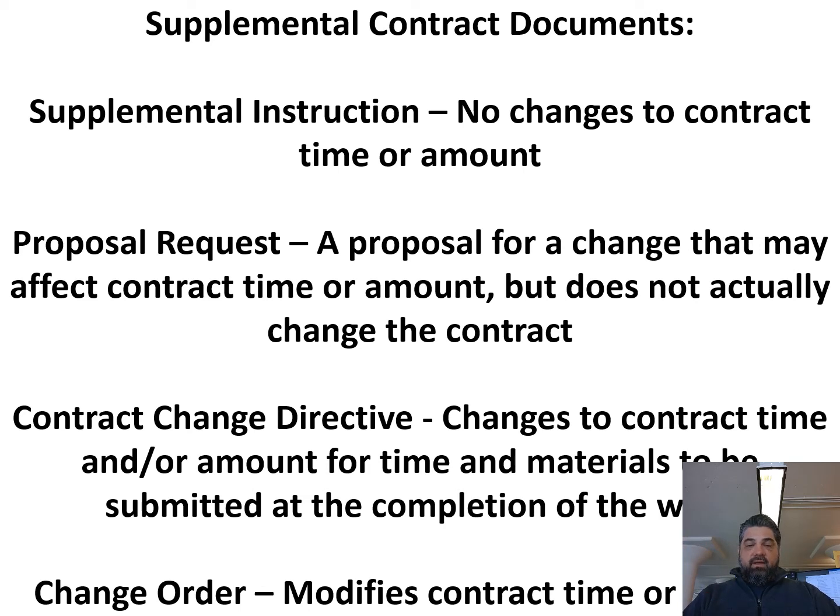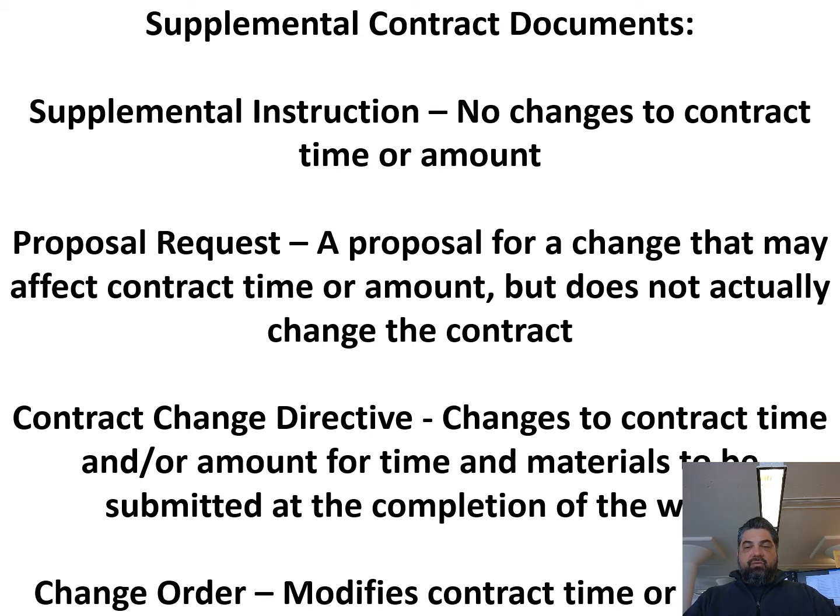And if it's yes, then you will issue a change order, which is the last item on this slide. And that modifies the contract time or the amount or both, right? So you would do a change order for an additional $500 on the contract amount. If the owner says, no, I don't want to do that, then it just goes away. You haven't modified any contract documents. It stays as it is. And so the proposal request doesn't change anything. It's just asking for a proposal. It doesn't have to be signed by anybody.